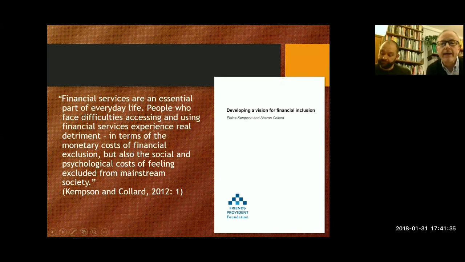And two people who were particularly important in this in the 1990s and early 2000s were Elaine Kempson and Sharon Collard. And again, the kind of definitions: financial services is an essential part of everyday life, and if you don't have access to financial services, it can lead to detriment. And this notion of financial exclusion, that you're being excluded from certain parts of society because of your inability to access the full range of financial services, which provide an important role in society in terms of smoothing income, deferring payments and speeding up transactions. So a wide literature was being developed.